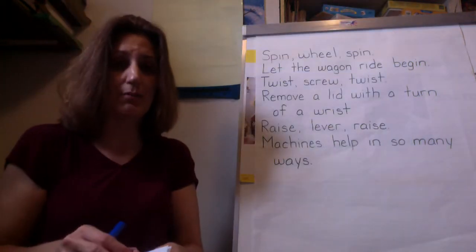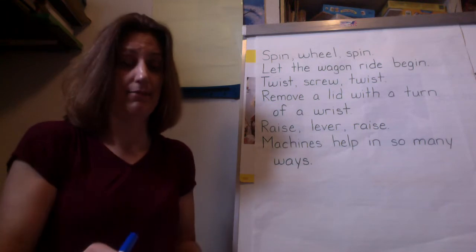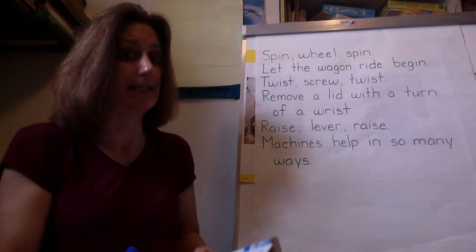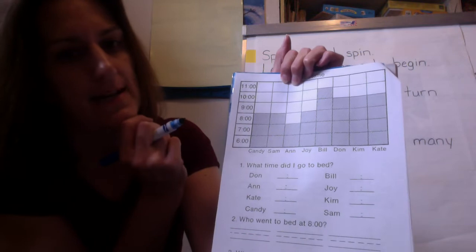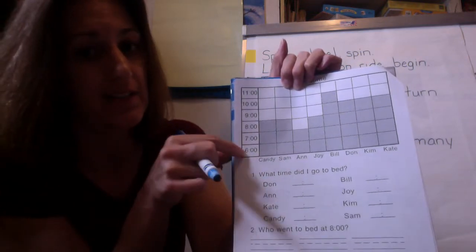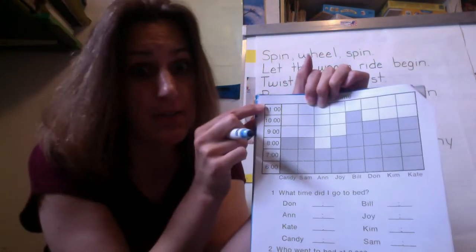This next page is going to be a graph. So it's going to show us different people's bedtimes. Some of these bedtimes are really late. I hope they're not yours. Okay, but we have some bedtimes and we have different people that go to bed at different times. So this is the time that they go to bed. So we have 6 o'clock, 7 o'clock, 8 o'clock, 9 o'clock, 10 o'clock, and 11 o'clock. I hope nobody is going to bed this late.